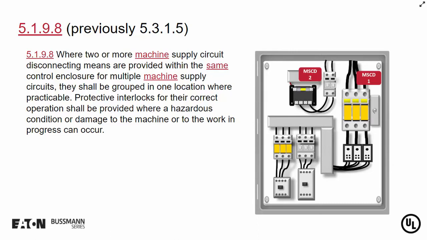So in the example you see to the right, we have 2 disconnects. We have what I would call the primary main machine supply circuit disconnect, which is 1. That probably controls the vast majority of the processes that are being controlled for the machine. And then we have a separate machine supply circuit disconnect 2 that perhaps is for electronics or something of that nature.